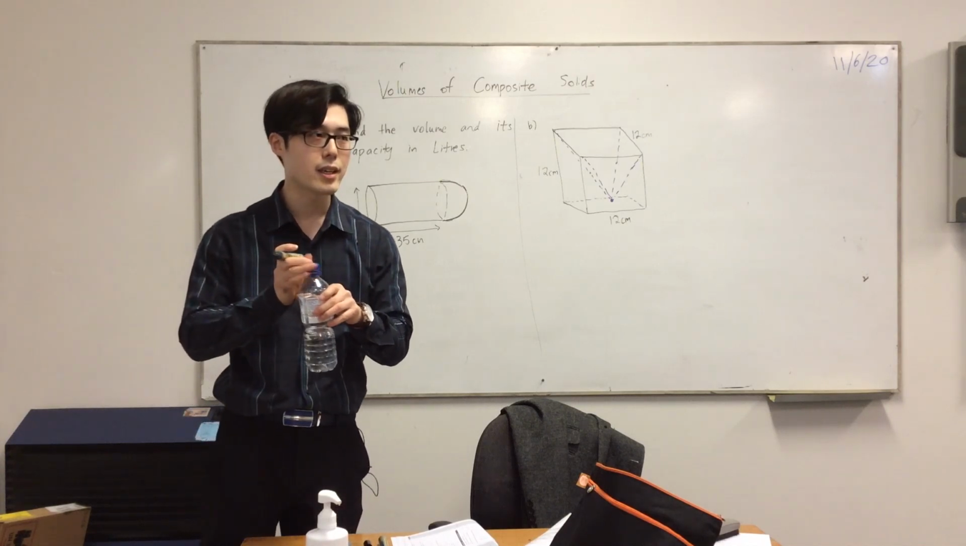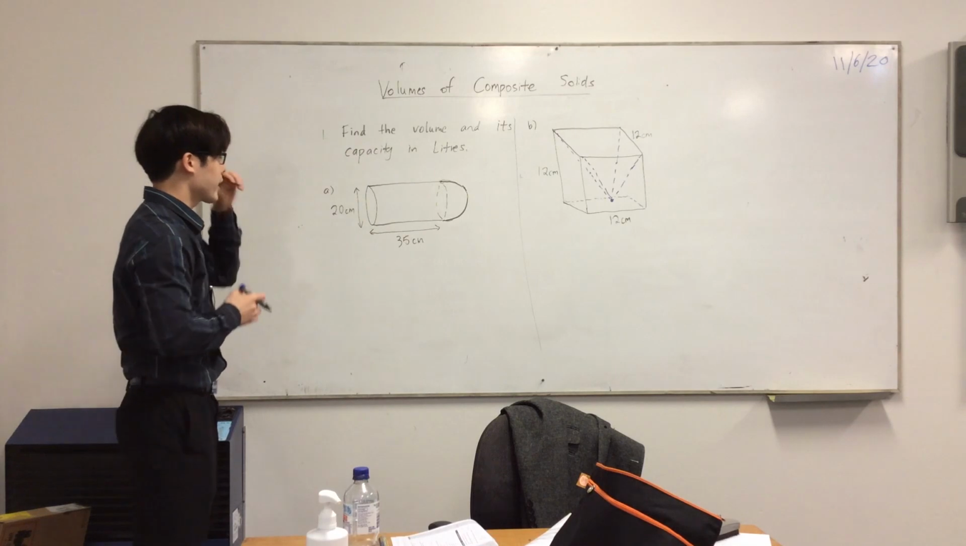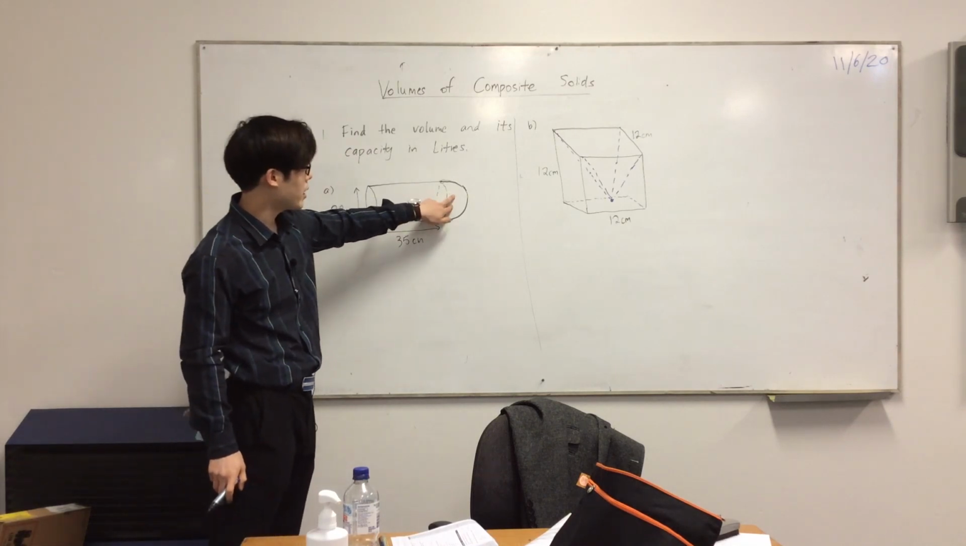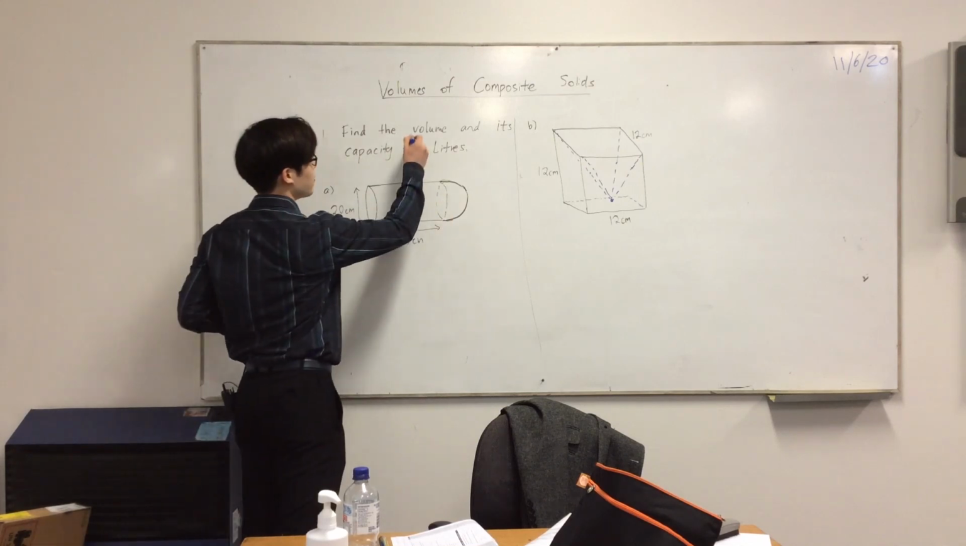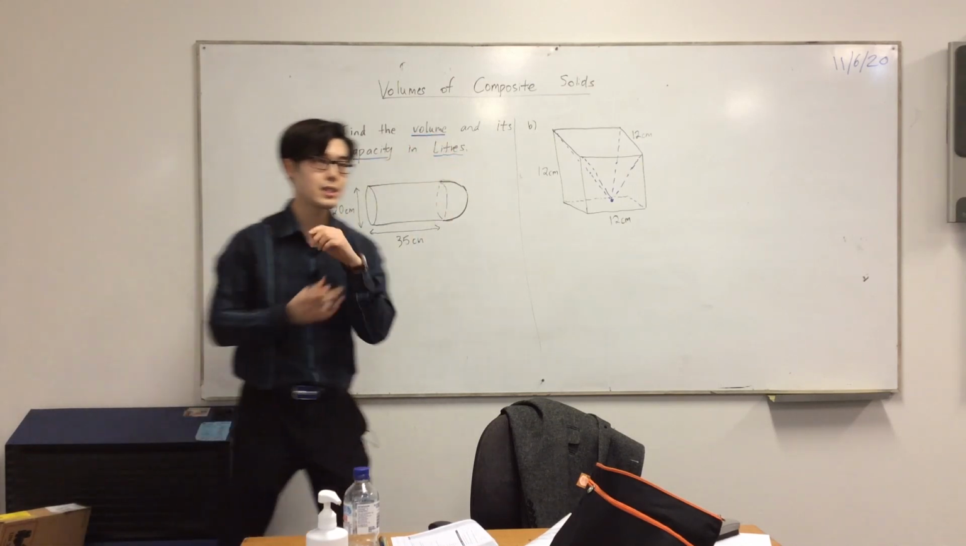Alright, composite solids. So we're putting two solids together, or more than two. We've got a cylinder here, and we've got a hemisphere on the top. We need to find the volume and the capacity in liters. So let's find the volume first.